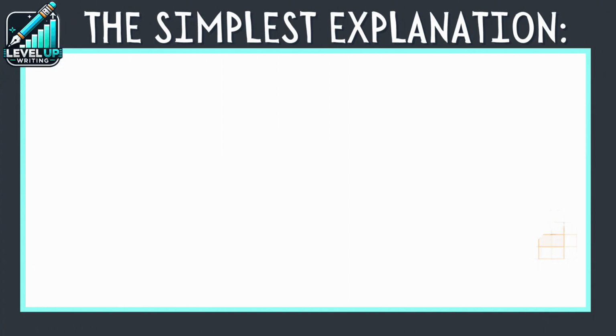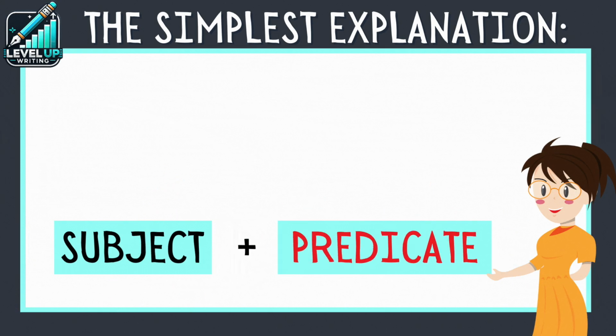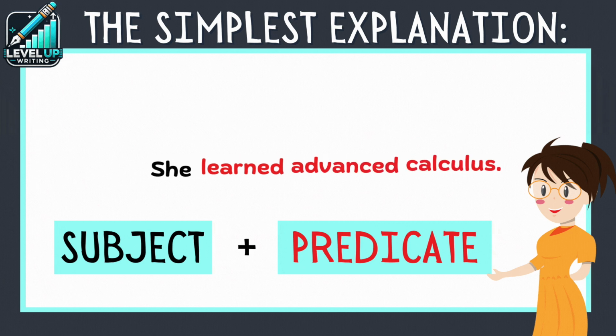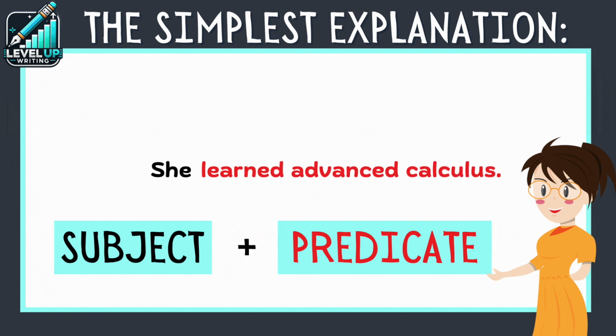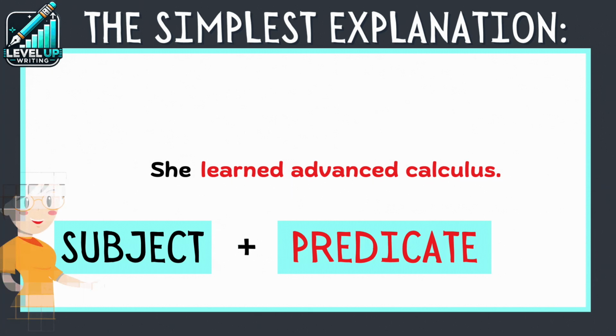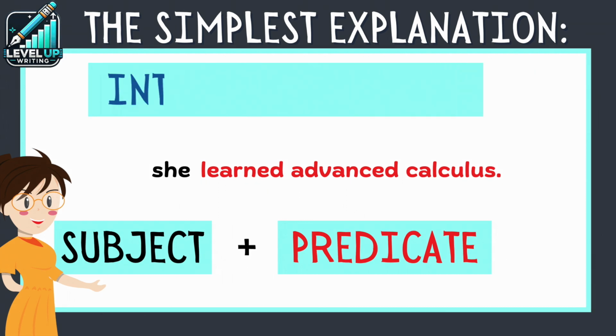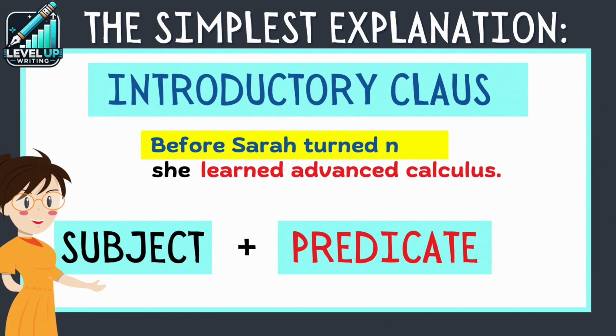You already know that a sentence is a subject and a predicate. You could write a sentence like, "She learned advanced calculus." But sometimes, a sentence is more than that. Sometimes there's information before this main clause of the sentence. So your sentence can become, "Before Sarah turned 9, she learned advanced calculus."